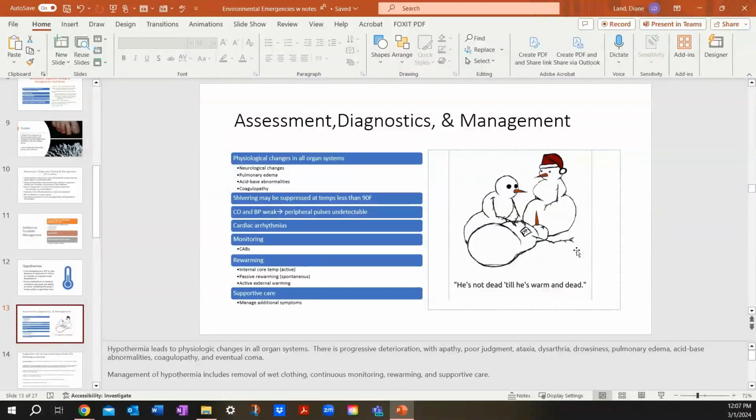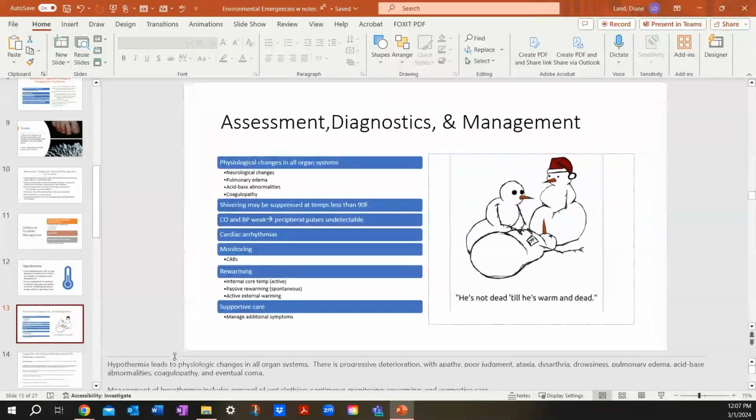All right. So the physiological changes in all the organ systems in hypothermia: there are neurological changes, pulmonary edema, acid-base abnormalities, and coagulopathy issues. Shivering may be suppressed as temps are less than 90 degrees Fahrenheit, because shivering is our body's way to stay warm. Cardiac output and blood pressure are weak. Peripheral pulses may be undetectable. So we want to do CPR. They can get cardiac arrhythmias.